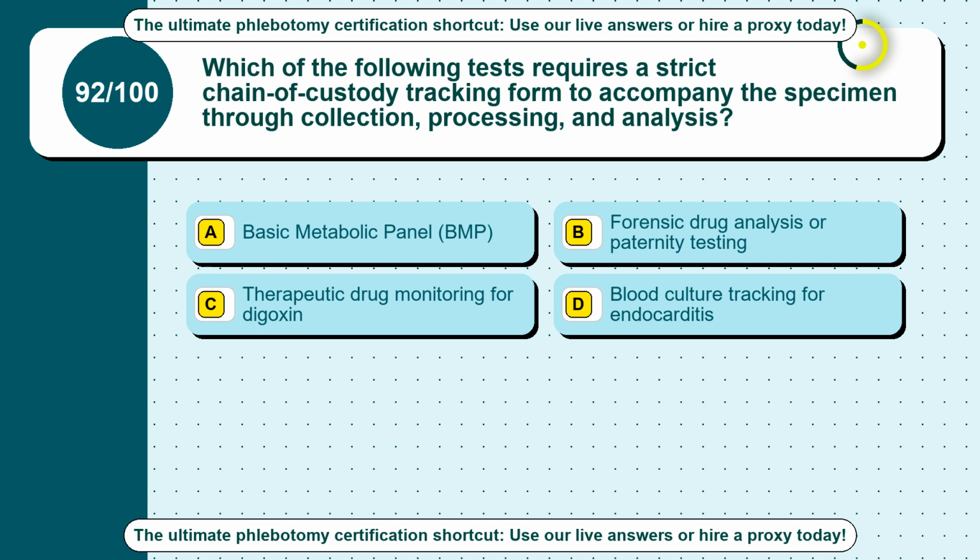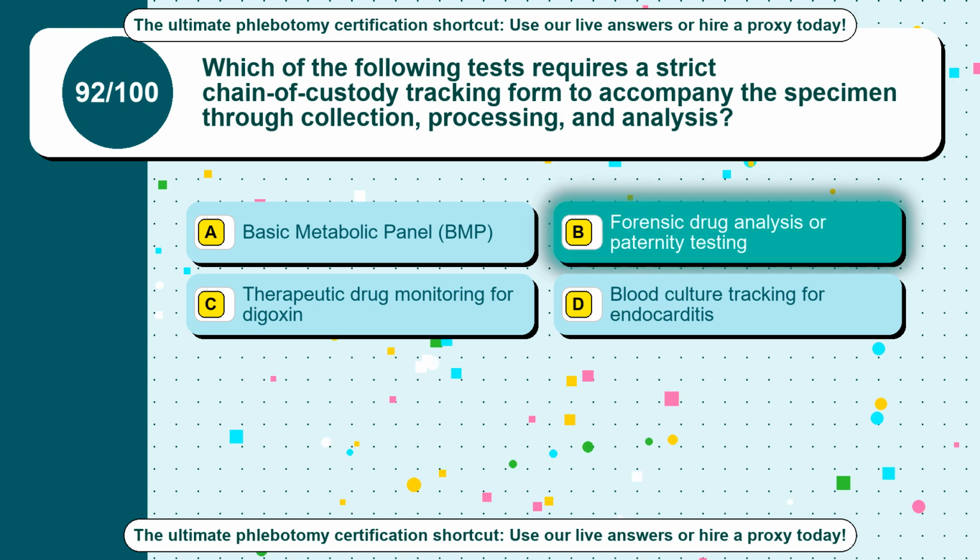Basic metabolic panel, BMP. Option B, forensic drug analysis or paternity testing. Option C, therapeutic drug monitoring for digoxin. Option D, blood culture tracking for endocarditis. The correct answer is option B. Forensic drug analysis or paternity testing.